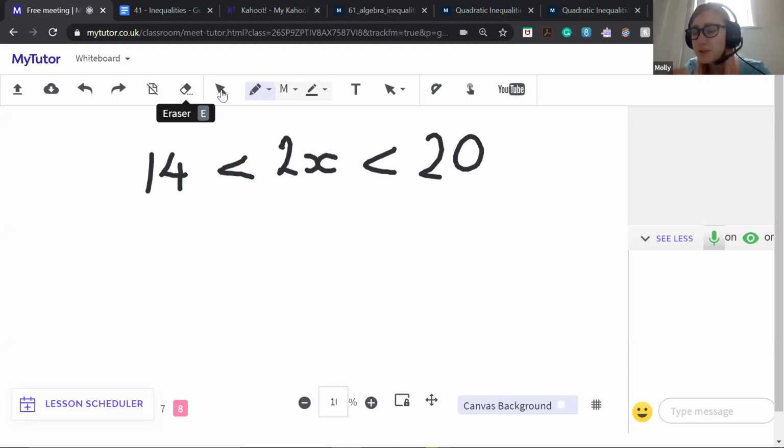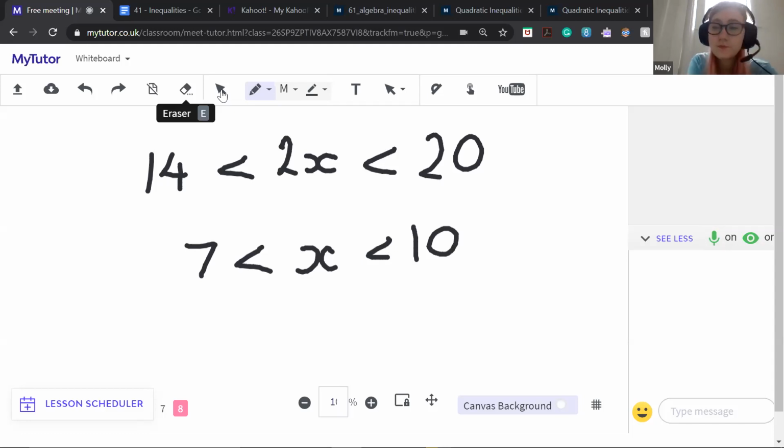So the thing with these, all I'm trying to show you, which is why I suddenly realized I didn't want to overcomplicate it, is that here we're saying that 2x is between 14 and 20. We want to get x by itself in the middle, so we divide by 2. So just divide everything by 2. So we have that x is between 7 and 10. And that makes sense, because if x is between 7 and 10, then 2x is between 14 and 20.